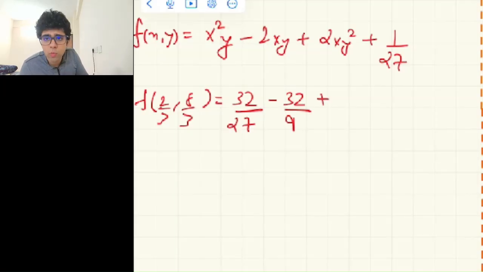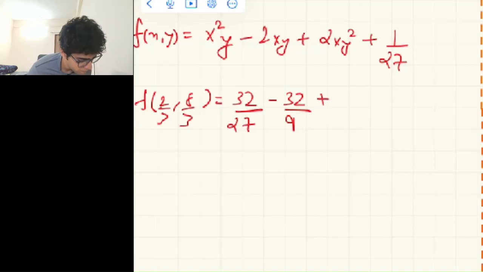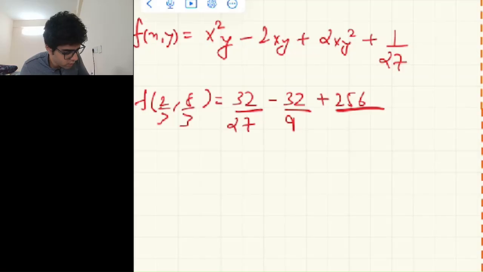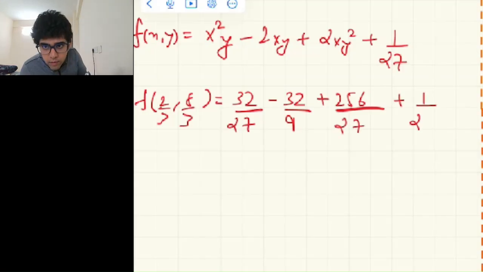Plus 2xy squared. Y is 8/3 and x is 2/3, so 64 into 2 is 128, 128 into 2 is 256. So 256 upon the square of 3, which is 9, 9 into 3 is 27. Plus 1 upon 27.